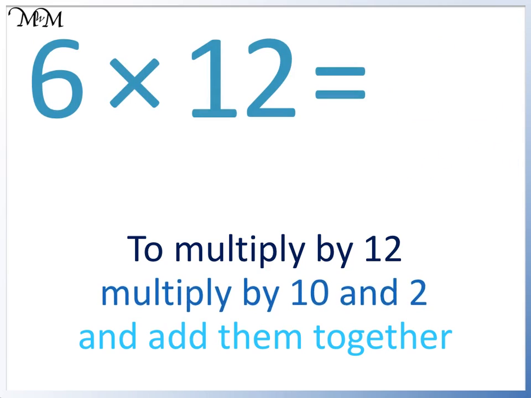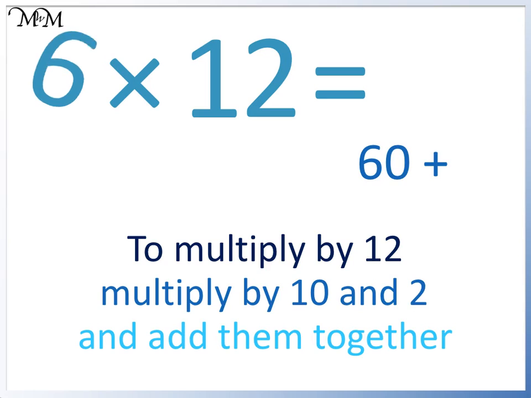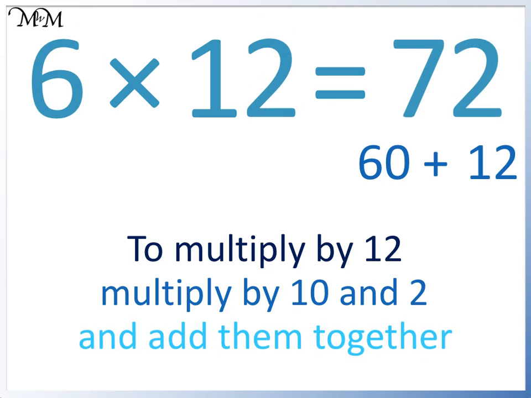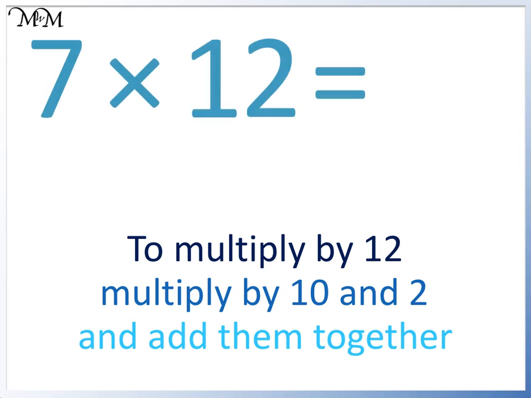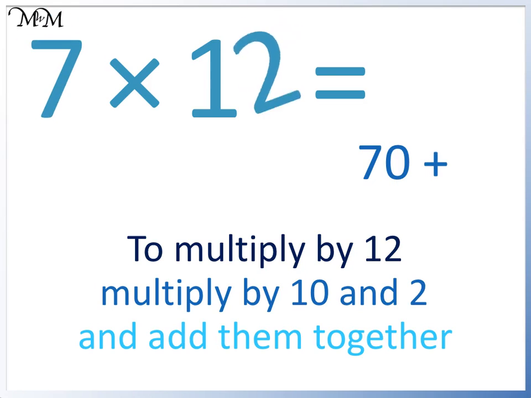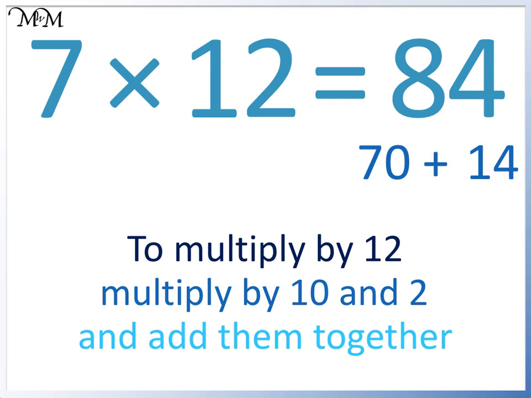In 6 times 12, 6 times 10 equals 60. And 6 times 2 equals 12. We add 60 and 12 to get 72. 6 times 12 equals 72. In 7 times 12, 7 times 10 equals 70, and 7 times 2 equals 14. We add 70 and 14 to get 84. 7 times 12 equals 84.